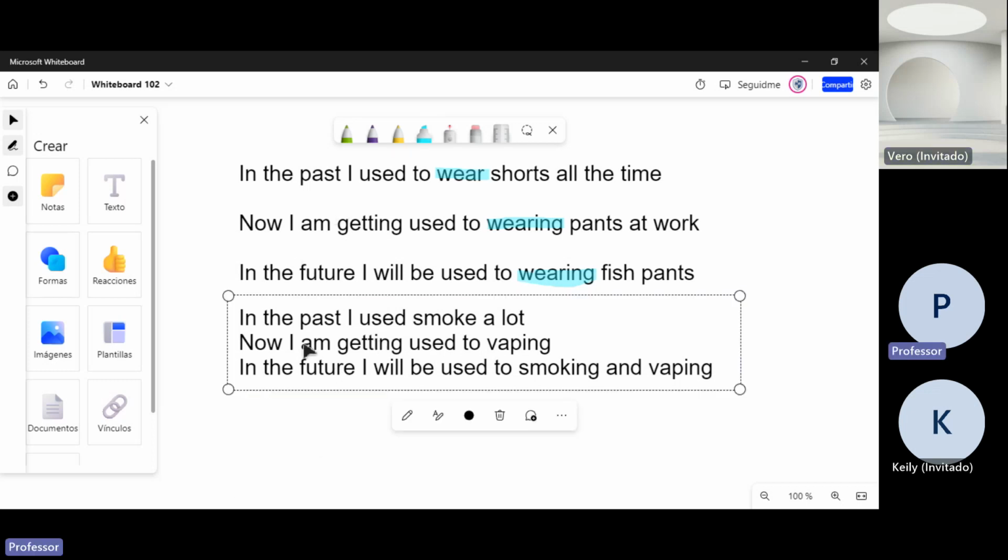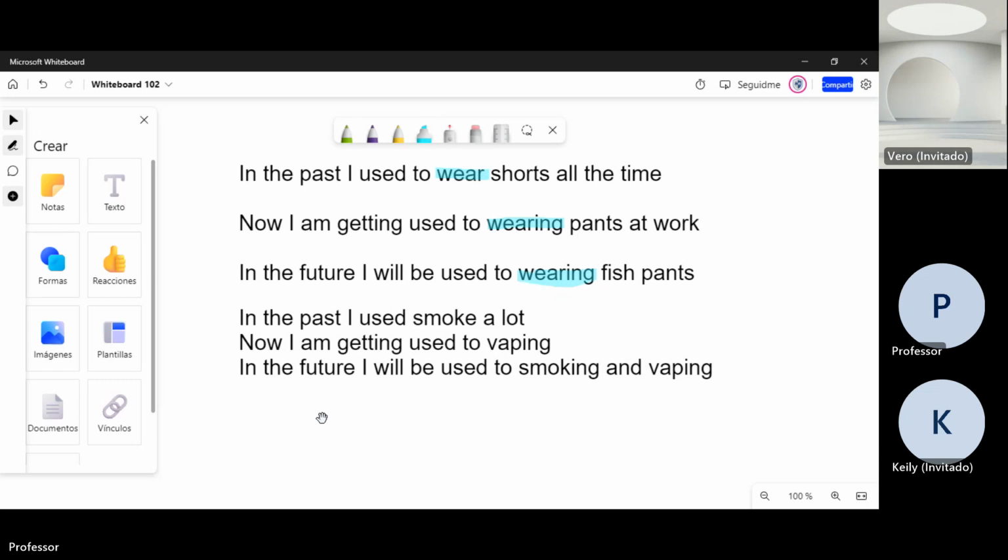First, can you try one example like this? What you used to do, what you are getting used to, and what you think you will be used to doing? Can I read? Yeah, it's okay.